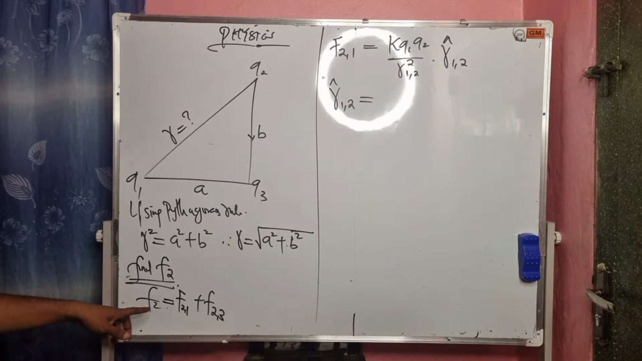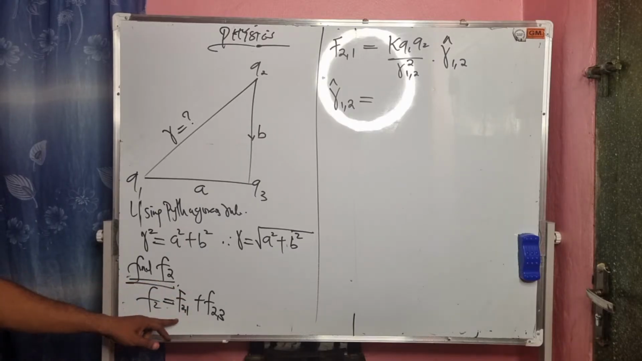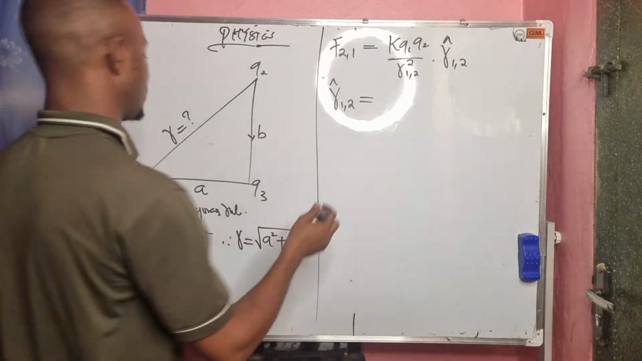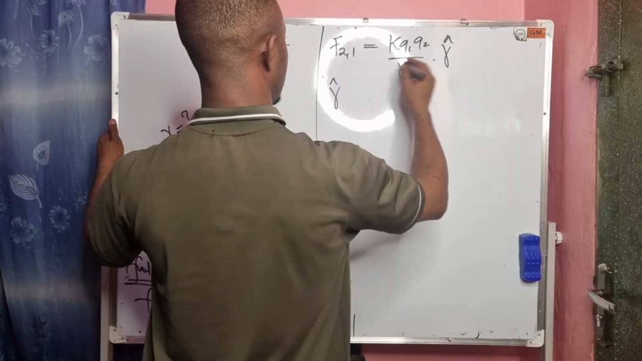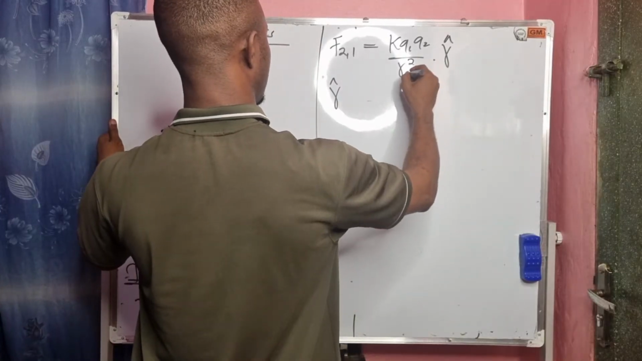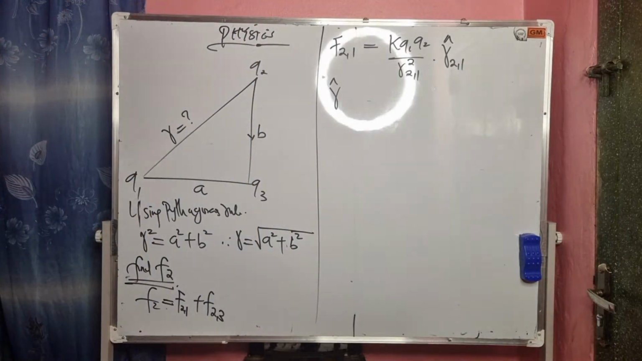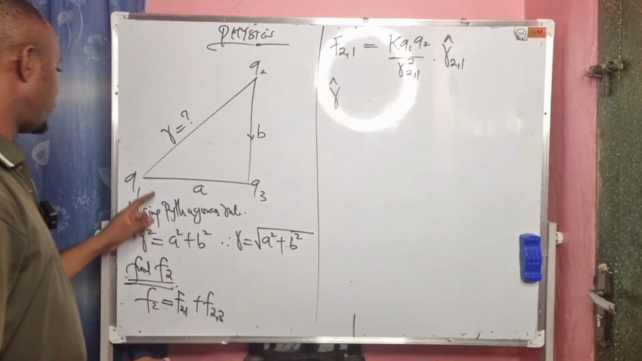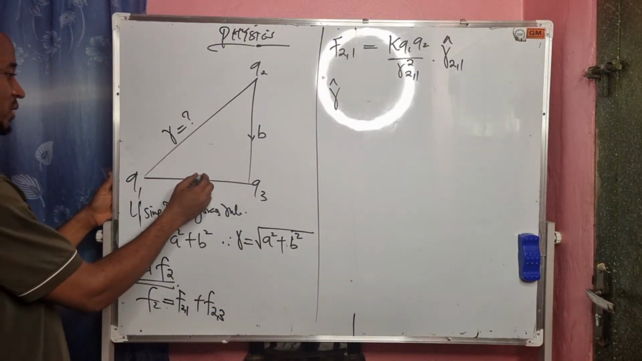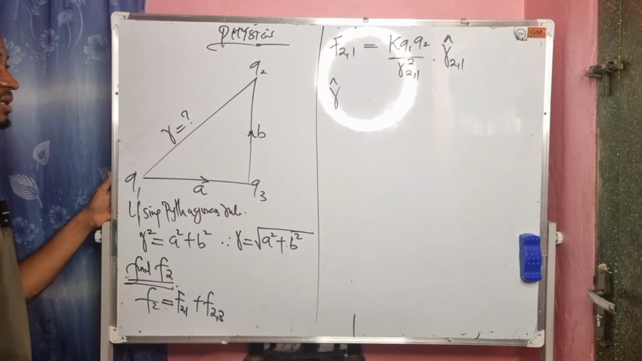Let me confirm. F21, from 1 to 2, sorry. Not from 2 to 1. From 1 to 2. All right, sorry. From 1 to 2. Sorry. From F21. Oh, okay, I hope that is clear now. So we're dealing with F21. F21 is from 1 to 2. So from 1 to 2 means we are moving this way, then this way. Is that clear?